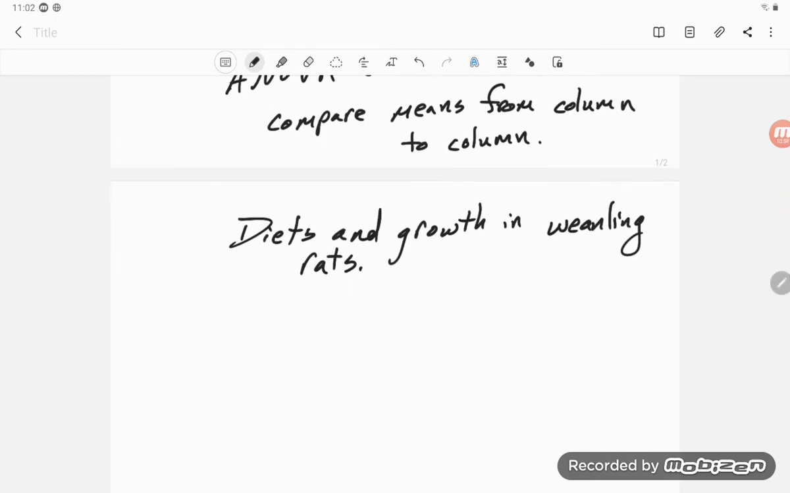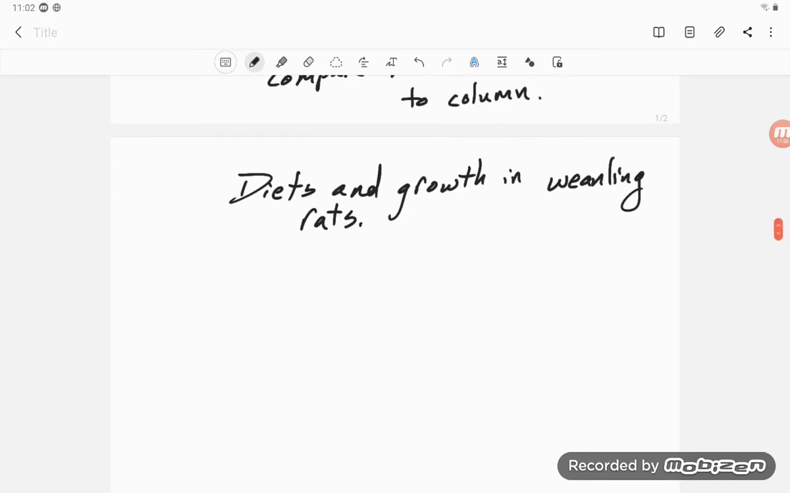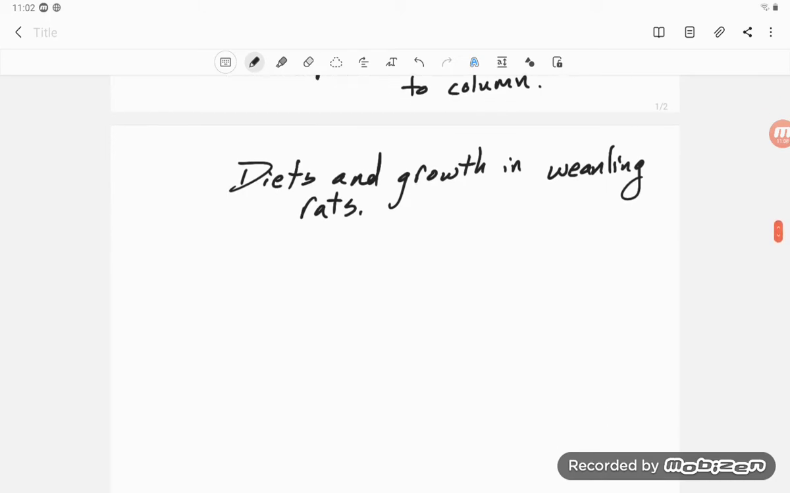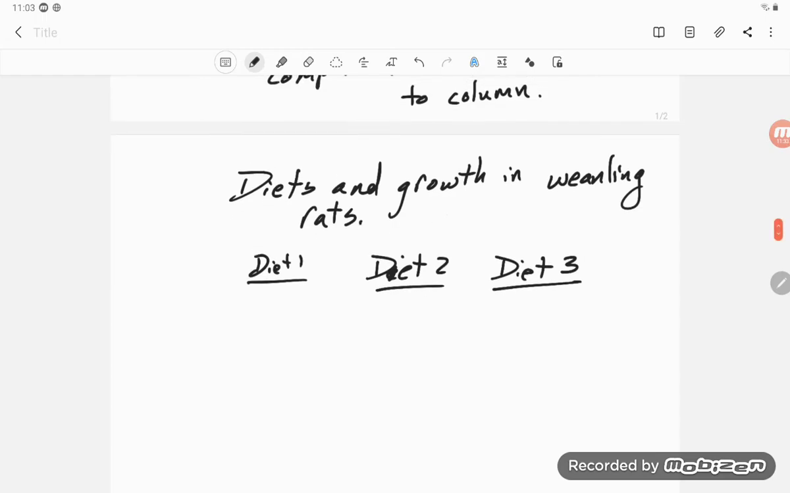Diets and growth in weanling rats, and so the idea being, can you optimize a diet or can you find the best diet? And so if you were looking at data like this, you would probably see something like diet 1, diet 2, diet 3, that kind of thing. So those would be our different categories for the explanatory variable diet.